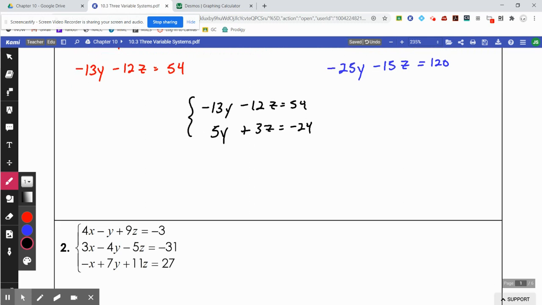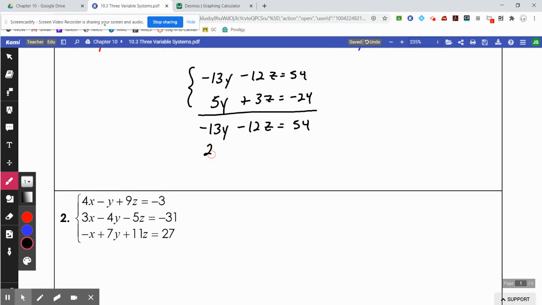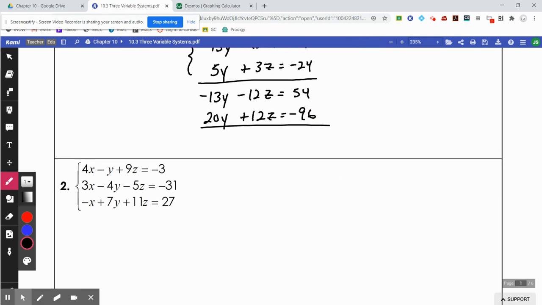Now let's solve it like we did the previous ones. So you can use either substitution or elimination now. Even if you start with substitution, now you can use elimination if you want to, which is what I'm going to do. I notice my z's can be very easily eliminated. The first equation will stay the same. The second equation, I'm going to multiply everything by 4. Gives me 20y plus 12z equals negative 96. My z's now cancel and leaves you with 7y is equal to negative 42. So therefore y is negative 6.